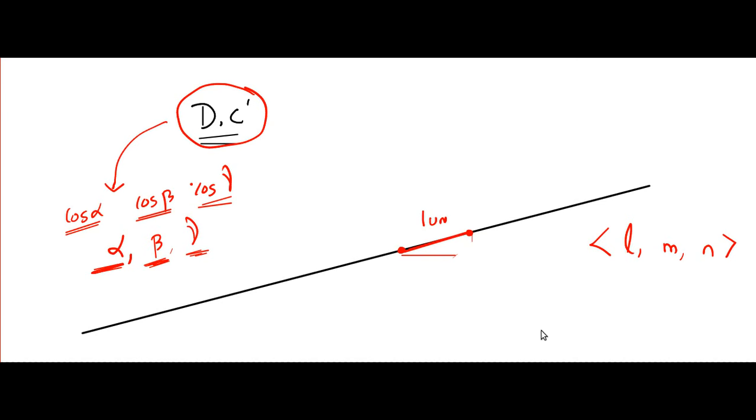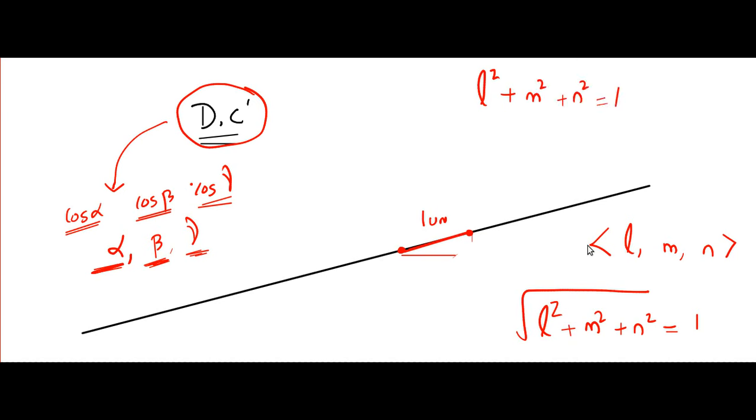And like I told you before, if you square the projections and put it under a square root, you're going to get the length of the line. But what is the length of the line here? 1. So that is property number 1: L square plus M square plus N square is equal to 1.